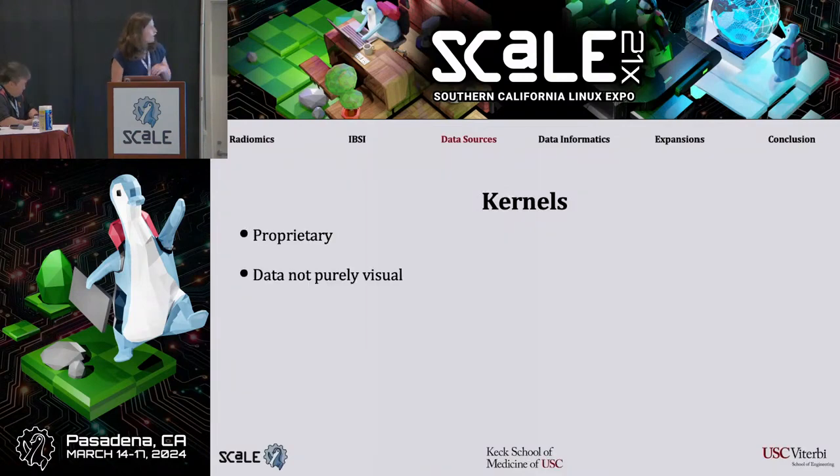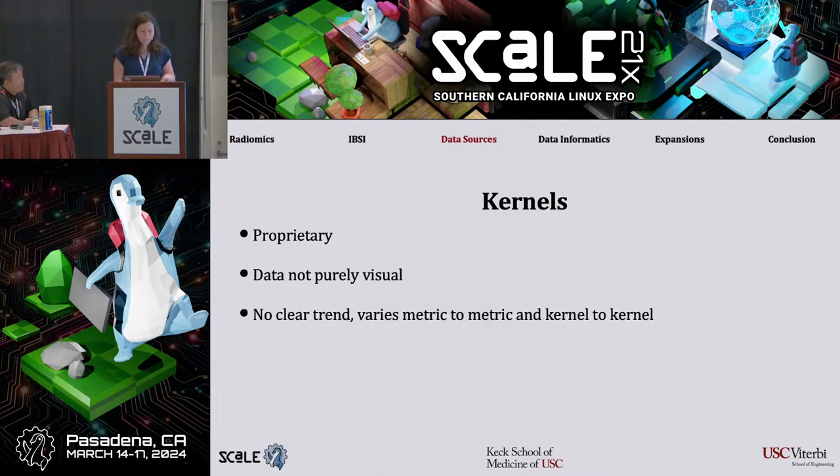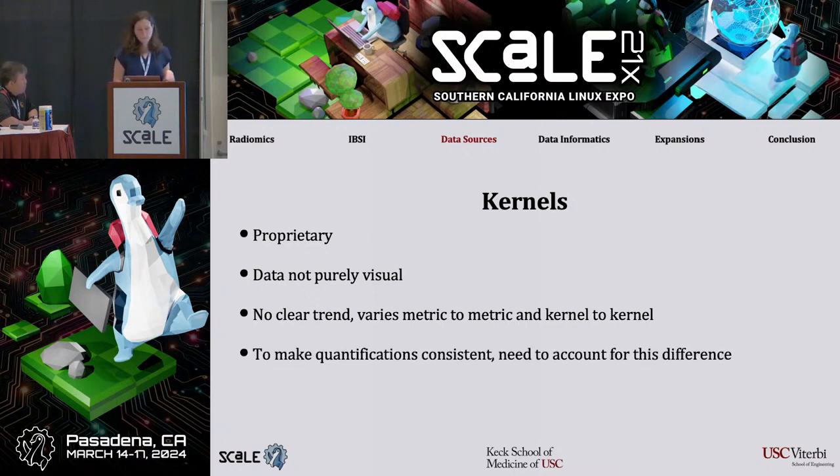And ultimately, kernels are proprietary information. We're unaware of exactly what math goes behind these 2D scans, and we can see that it does affect the radiomics we're trying to calculate. There's no clear trend because this varies metric to metric and it varies kernel to kernel. So because there is no trend, having a clear characterization of where these differences lie is important for informing future studies.